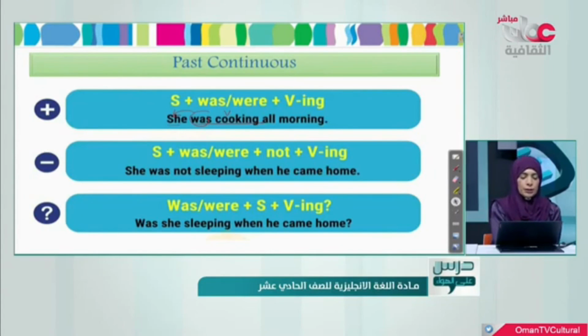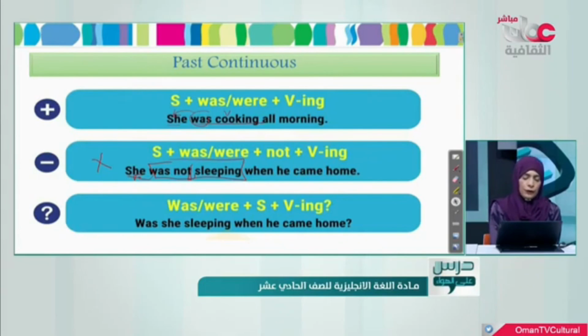She was not. The subject, was not. The verb, sleeping. Was, because we refer to she, the subject is she, we use was, which represents singularity. Was not sleeping when he came home. When we say he didn't, someone didn't do something. She was not sleeping when he came home.